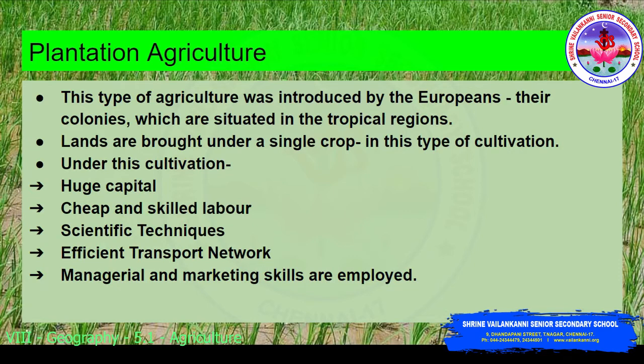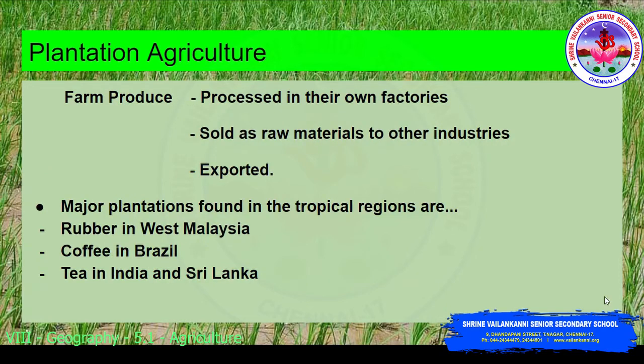Under this cultivation, you need a huge amount of capital, cheap and skilled labor. Scientific techniques should be involved for more yield, and also an efficient transport network. Managerial and marketing skills are also employed in plantation agriculture. The farm produce has to be taken as raw material to the factories. Sometimes the farmers have their own factories where the raw material can be processed. Otherwise they sell it to other industries, and they also export the farm produce.